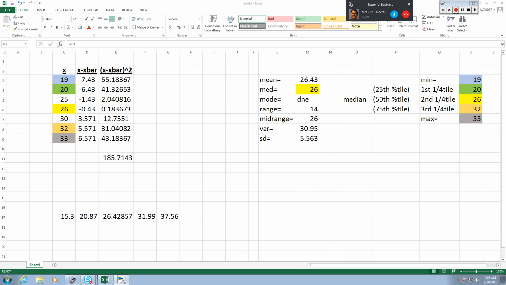What's the middle number, Miss Hewell? 26. Yeah, that's the middle number. But what is it? The median. The median is the middle number. Okay, so the median is the middle number.